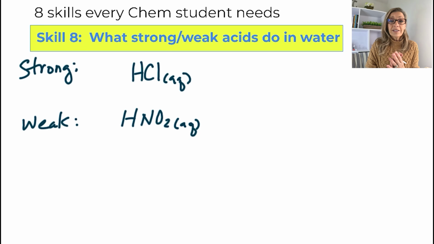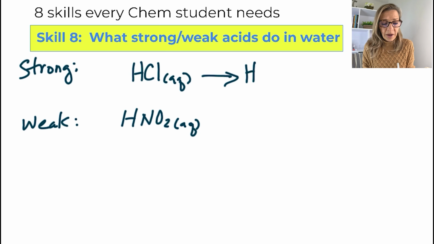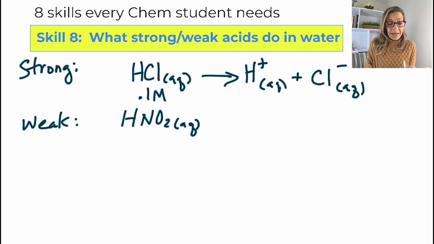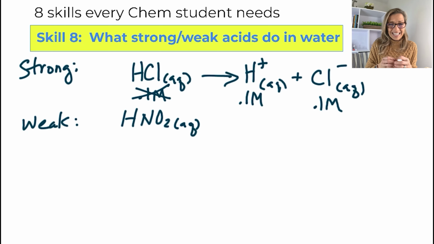I recommend memorizing the strong acids and the strong bases. And if you know those, then everything else is going to be weak. So look that list up, memorize that. Now, what do strong acids do in water? They completely dissociate. Memorize that fact. They completely ionize. So every single one of them will come apart and form ions. So if we had 0.1 molar hydrochloric acid, guess what the concentration of H plus would be? 0.1 molar, and we'd have 0.1 molar of that. None of it would be staying together. So strong means completely dissociate.